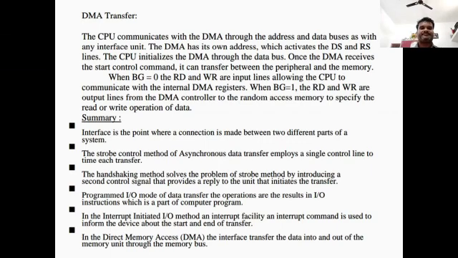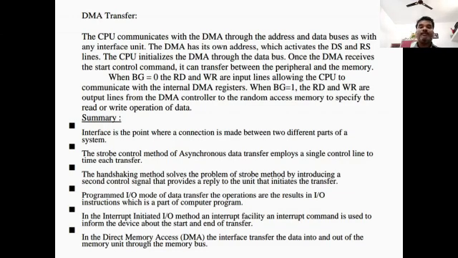The next is DMA transfer. The CPU communicates with the DMA through the address and data buses as with any interface unit. The DMA has its own address which activates the DMA select and register select lines. The CPU initializes the DMA through the data bus. Once the DMA receives the start control command, it can transfer between the peripheral and the memory.